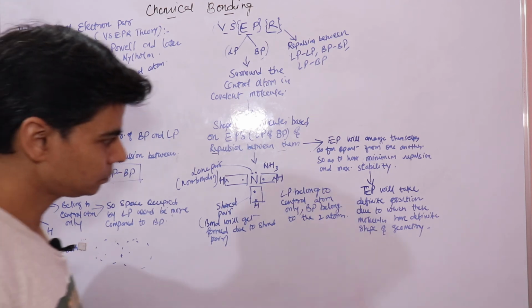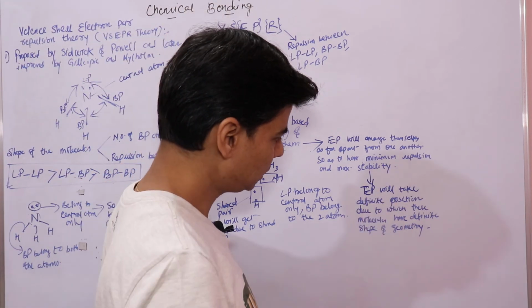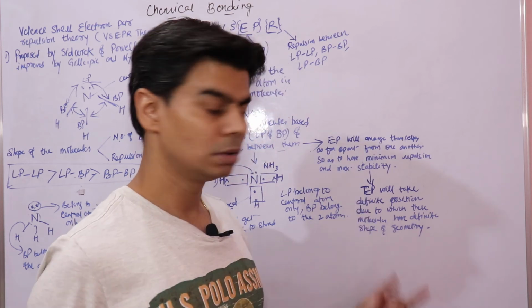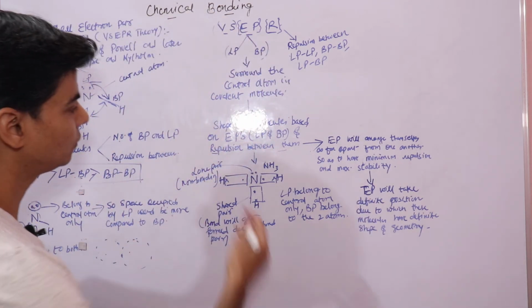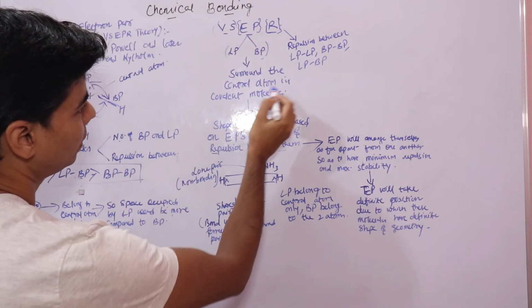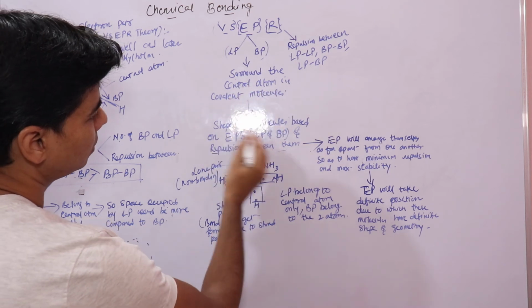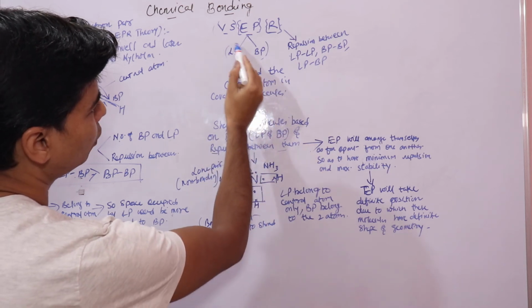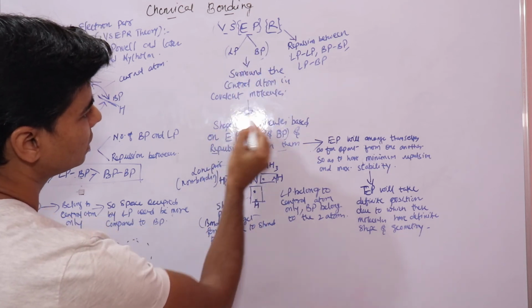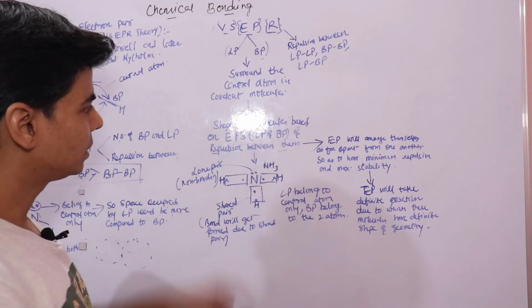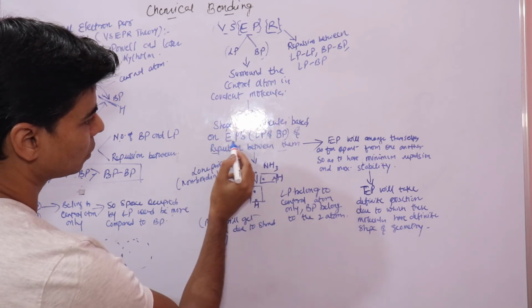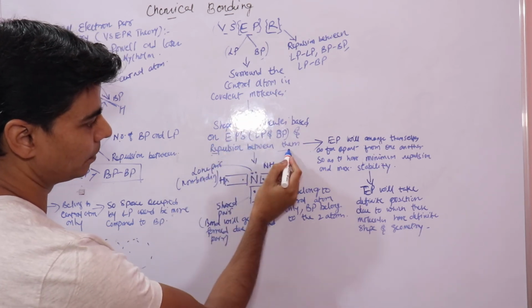Just remember one thing, that the geometry or shape of the molecule would be decided by the lone pairs and bond pairs surrounding the central metal atom, right? The shape of molecules is based on electron pairs and repulsion between them, right?